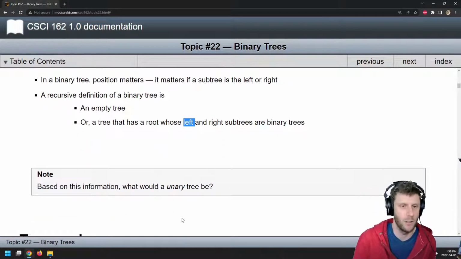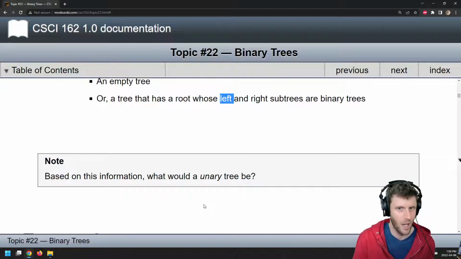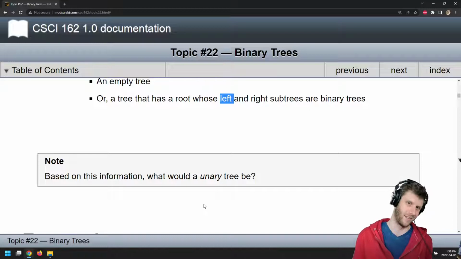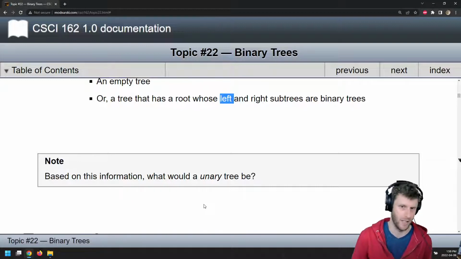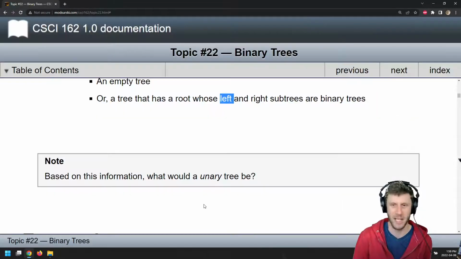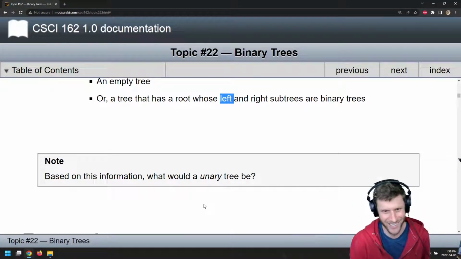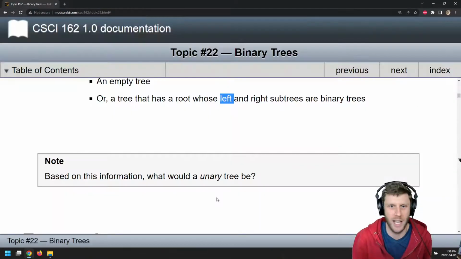Now, here's a little quiz for you. Based on all of this information we just saw, what would a unary tree look like? A binary tree has 2. What's a unary tree? A root? Not quite. A line. A straight line. Yeah, it would be like a linked structure, a simple linked structure, because each one only has one child. So, a next.